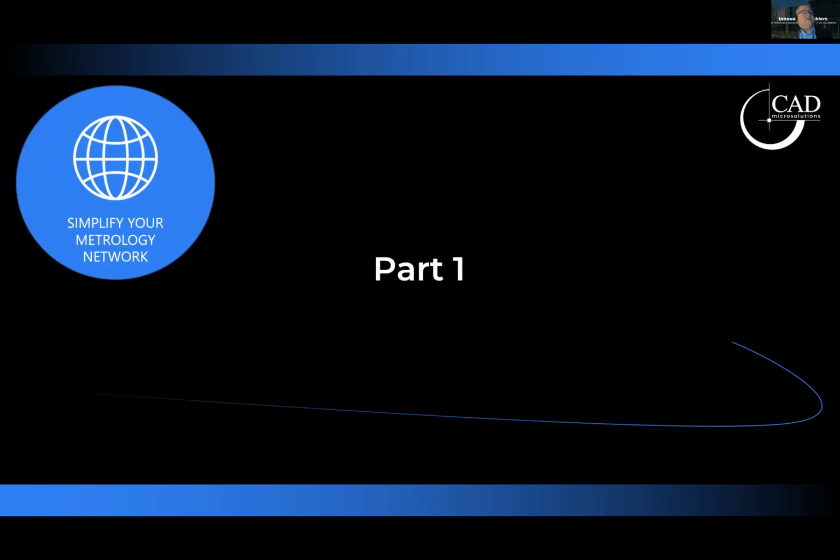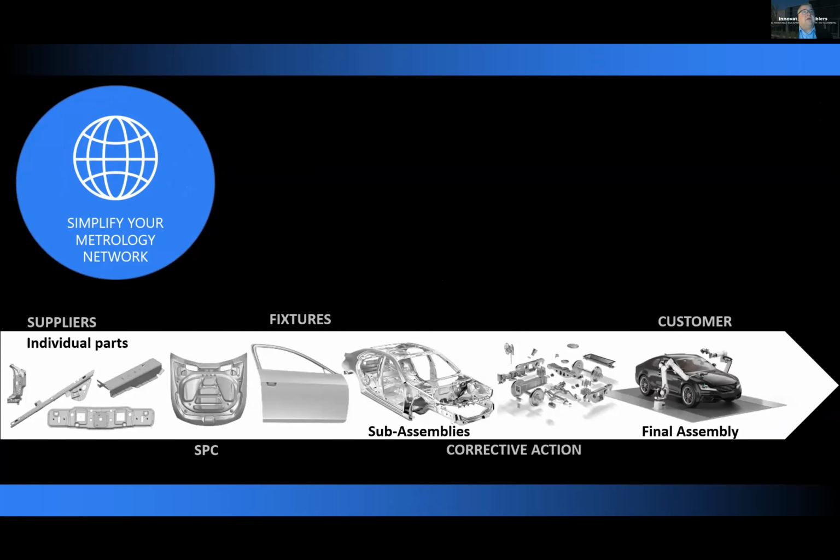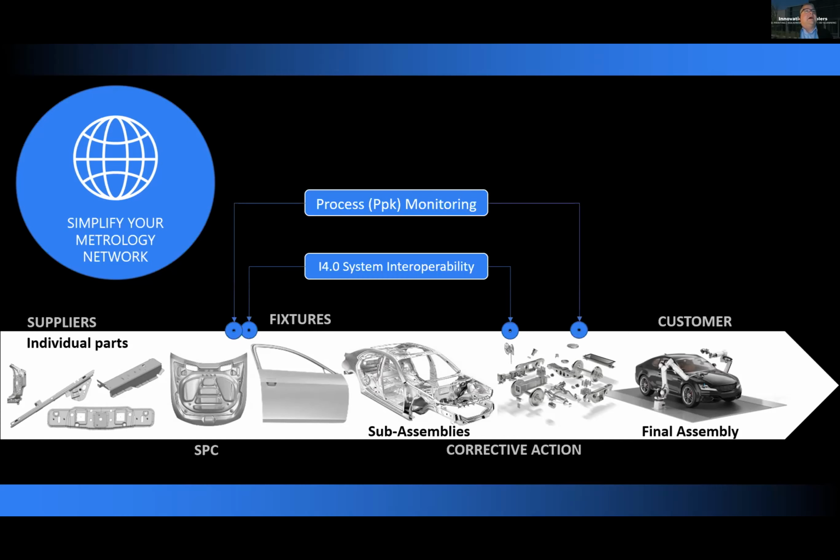So let's get started with some of the top 3 or 4 things that we see as a metrology trend related to Industry 4.0 and simplifying your metrology network. If you look at a vehicle, as you fabricate parts and go through an assembly process all the way through final assembly, there's lots of little variables along the way. And the 3 that we're going to talk about today is Industry 4.0 system interoperability, or sharing things, as Ron put it at the very beginning of his presentation.